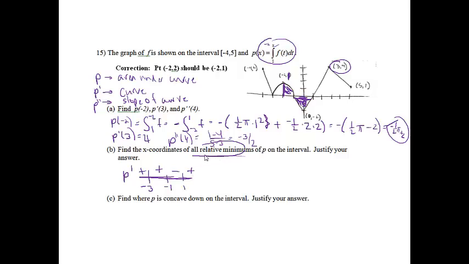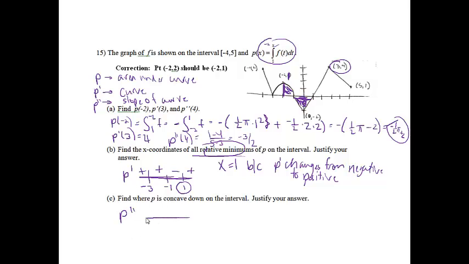Okay, relative minimums occur where the p prime changes from negative to positive. So it looks like x equals 1 is the only spot. So x equals 1 is a relative minimum, and that is because p prime changes from negative to positive.